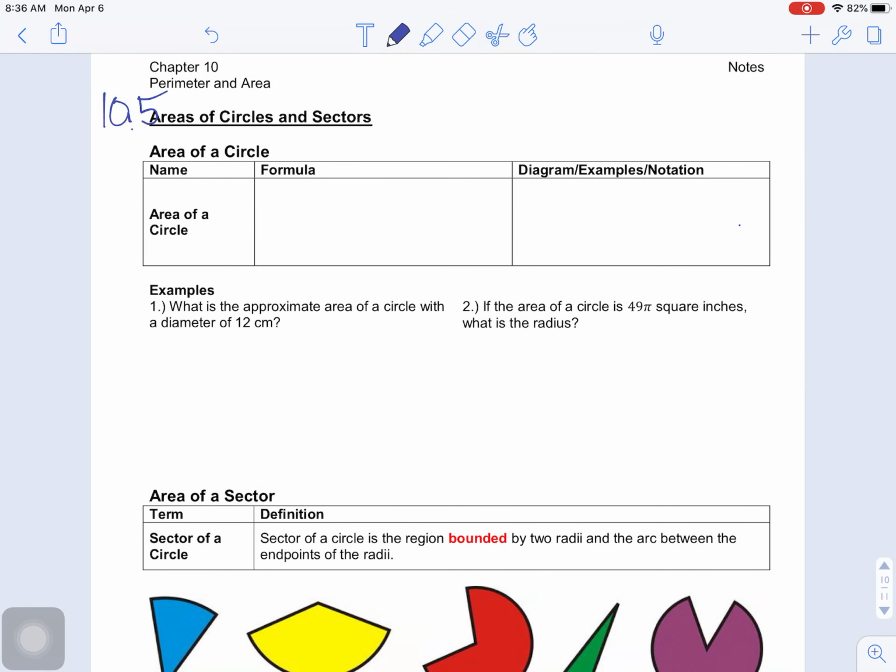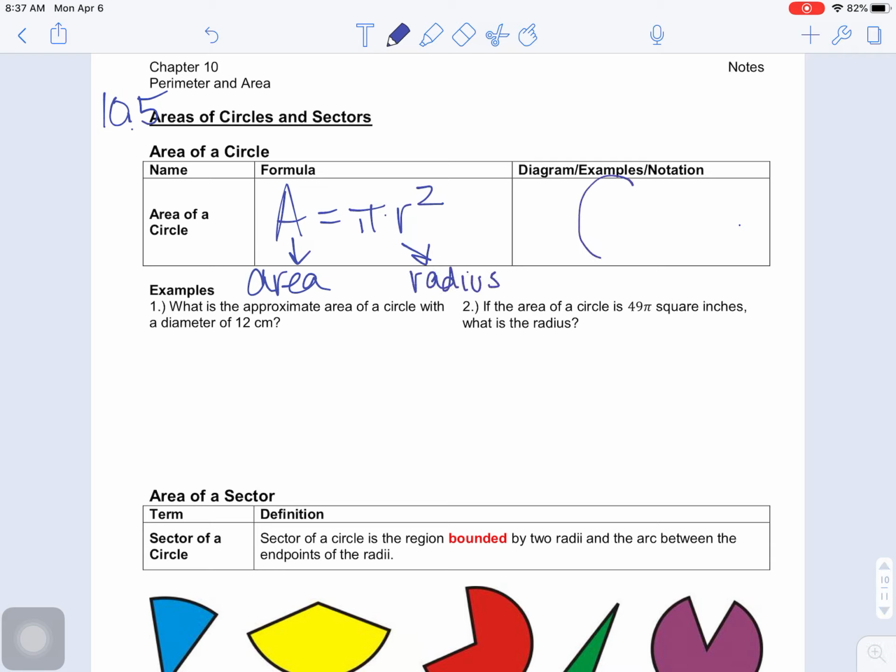Good morning. Today we are going to be covering section 10.5, which is finding the area of circles and sectors of the circle. So the first thing we want to revisit is our area formula for circles. Area is going to be equal to pi times our radius squared, where our A represents our area value and the r is the radius.